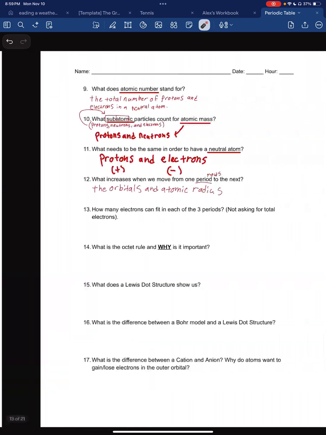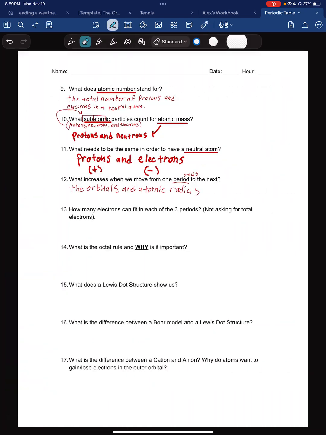Okay. So how many electrons can fit in each of the 3 periods? You can fit 2, then you can fit 8, then you can fit 8. So 2, 8, and 8 for a total of 18, which gets us all the way to argon, I believe.